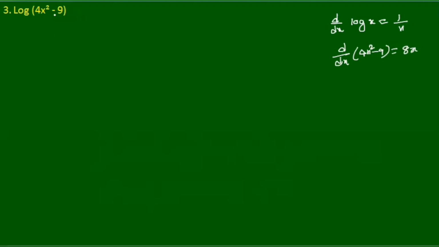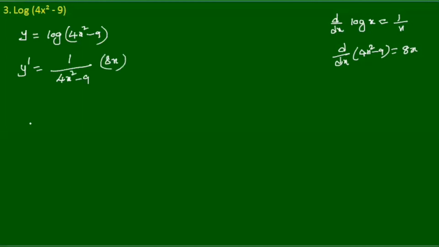I consider this as y. y is equal to log of 4x square minus 9. If you consider 4x square minus 9 as f of x, the derivative is 1 by f of x into f dash of x. So y dash is equal to 1 by 4x square minus 9 into the derivative of 4x square minus 9, which is 8x. So that is this.